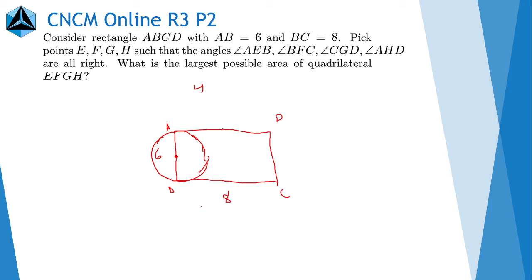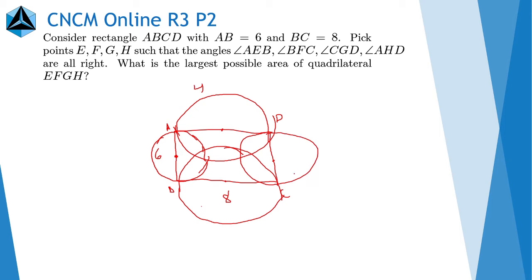Similarly, we can do this for every other side, and so you get something like this. It's hard to draw circles on this. Let me just keep on doing this. I'm drawing each of these to make a point here. So as you can see, points E, F, G, and H have to lie on these circles.